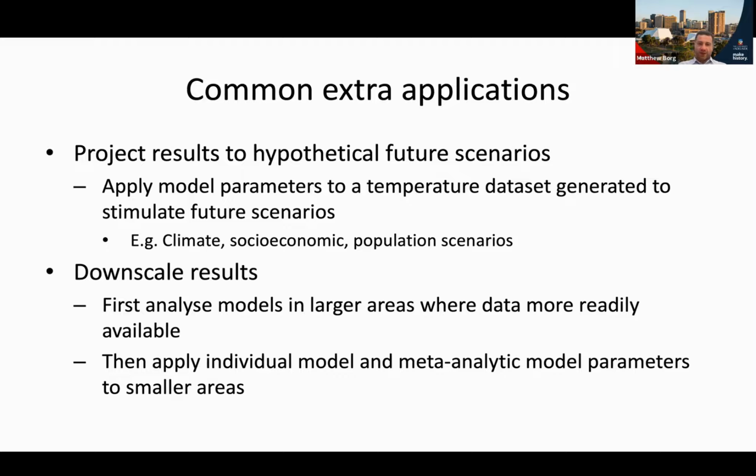Another approach we're looking into is downscaling results, where the main results might be done in larger areas where data is more readily available. But you might not be able to get data for very small areas because of very small population counts, confidentiality concerns, or you just don't have the power for meaningful analysis. So another approach is to take the results you get from the main models, exposure response relationships, or meta-analytic results, and apply those to smaller areas so we can more precisely estimate the risk in these individual areas.